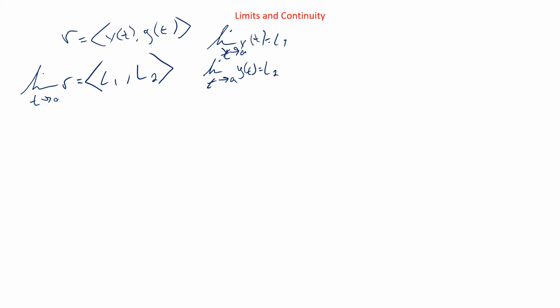And then continuity, it's continuous if the limit equals the function at that point, the same thing that it was with functions. If the limit equals what we get when we plug it in, it's continuous. And it has to be from both sides. You can look at each individual piece, the x component and the y component. If x is continuous and y is continuous, then the vector function will be continuous.